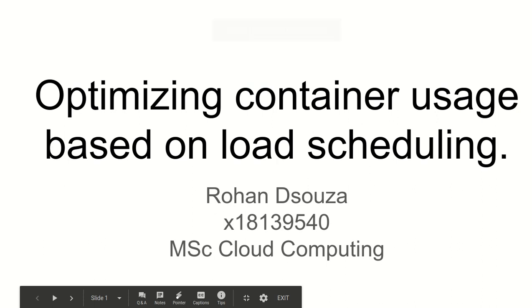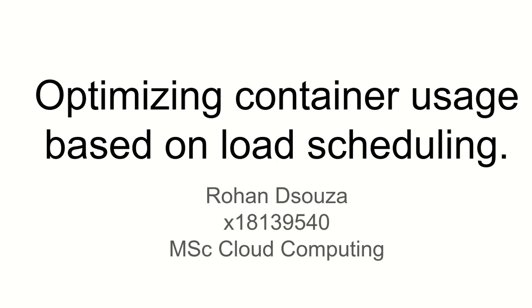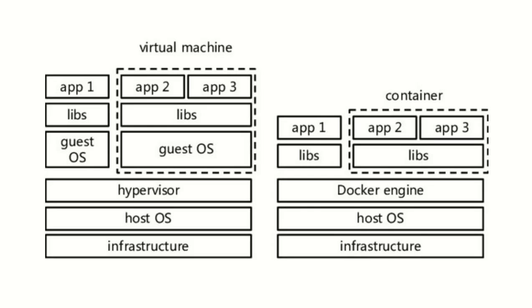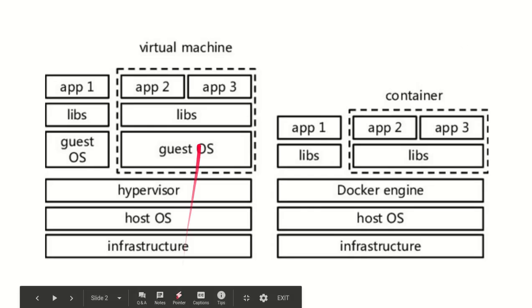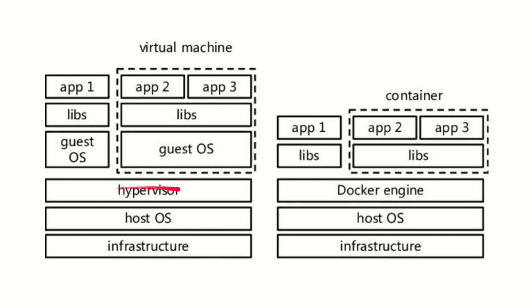I'm studying in National College of Ireland, and my topic is optimizing container usage based on load scheduling. So the whole point of shift of infrastructure from virtual machines to containers was that there was overhead. Now, if you see infrastructure, there's a host OS, there's a hypervisor, then there is a guest OS, and this is where you install your applications on the guest OS. But on the container, you just have your hardware, your host OS, your Docker engine, which is also like a hypervisor, and then you install your applications. You do not have to install any guest operating system. So that was where the overhead was seen less in containers.